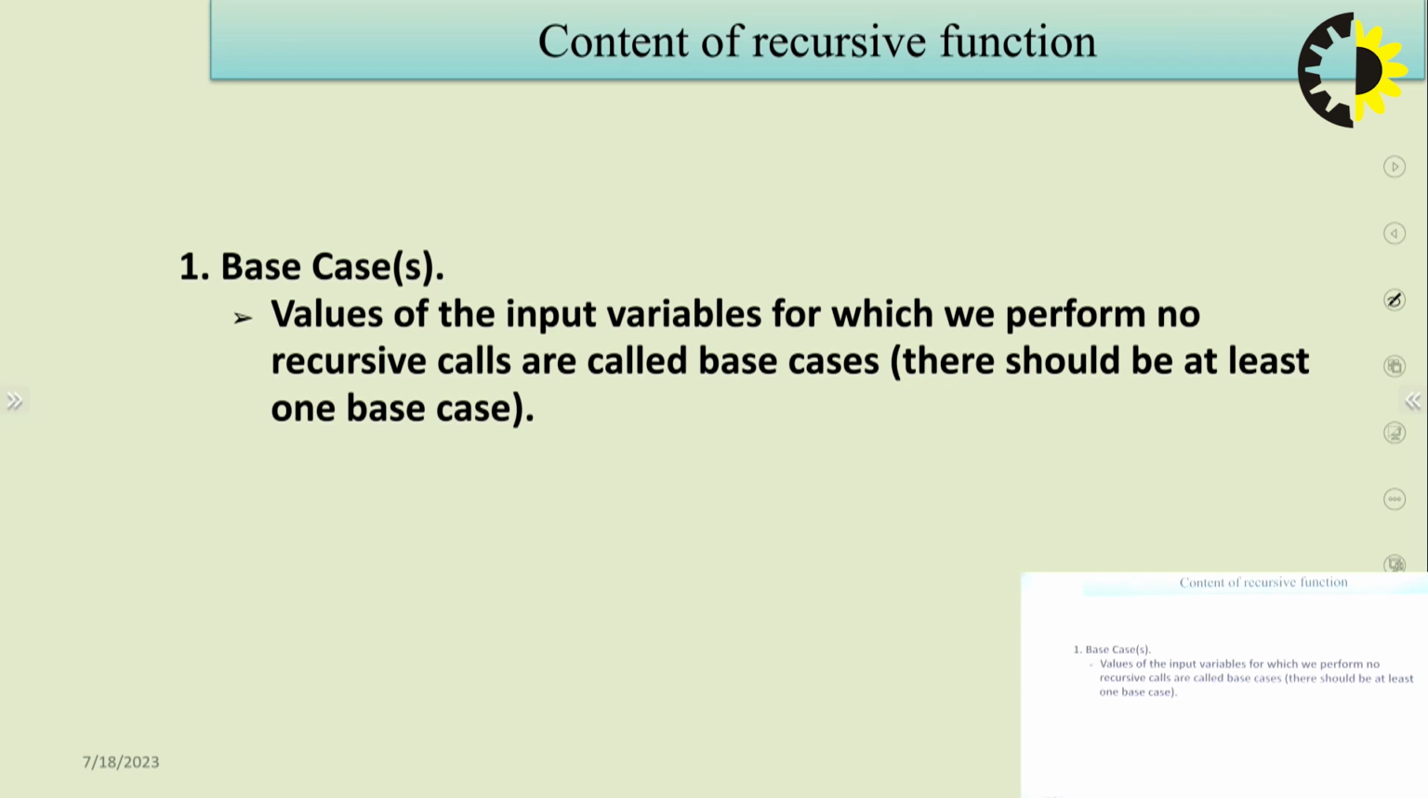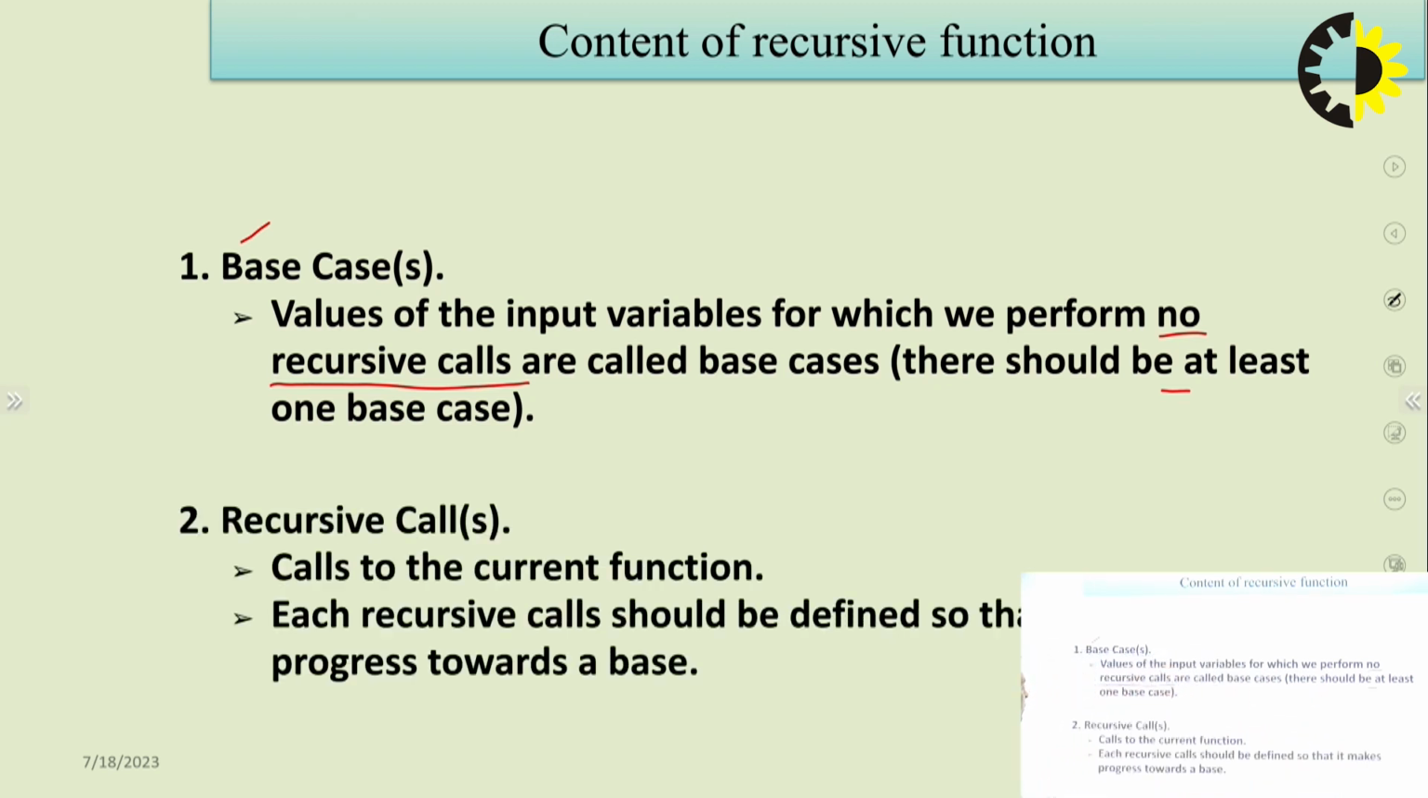Now, the content of the recursive function, as we have already discussed, there must be a base case, meaning a value of the input variable for which we perform no recursive call. There must be at least one base case, maybe 1, 2, 3 or many base cases, but at least one base case must be there. And the recursive call to the current function is known as the recursive call.